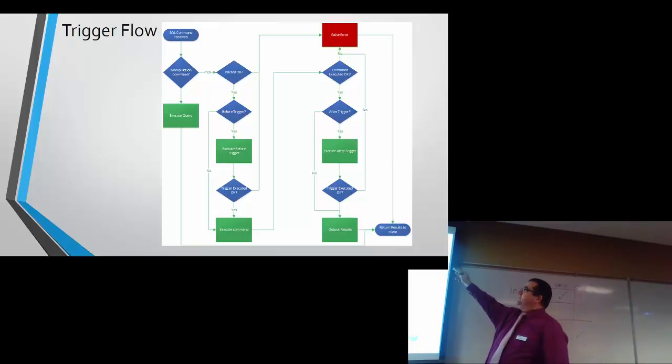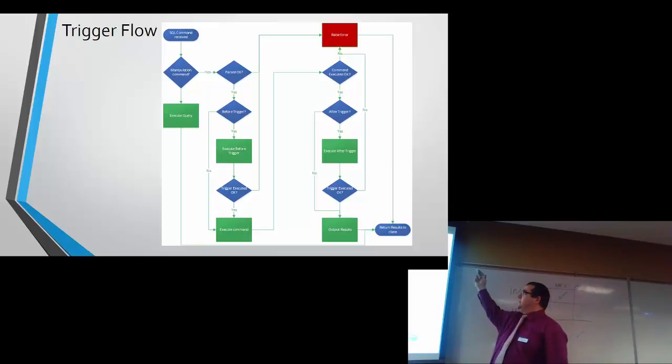Then, if it doesn't parse, it raises an error, goes to the red box, and returns the fact that an error happened to the client. And then it checks, is there a before trigger? So before it even runs the command, it says, is there something that's supposed to happen before I do this? Yes or no? If there is, it runs the trigger, and if it succeeds, it continues. If there's no trigger, it just goes on to the point where it applies it to the database. It executes the command. Did it succeed? Yes or no?